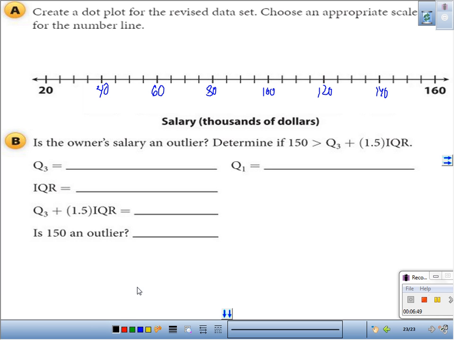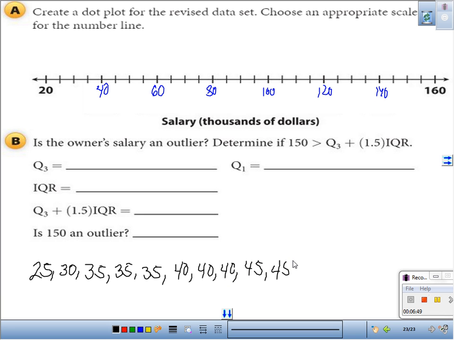So can you read me the data that they gave us, please, Oliver, from the problem? Yes. 25, 30, 35, 35, 35, 40, 40, 40, 45, 45, 50, 60, and 150.